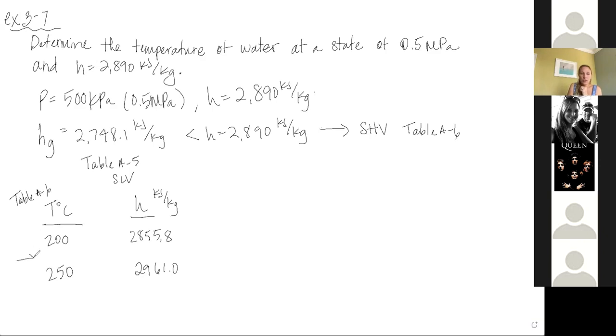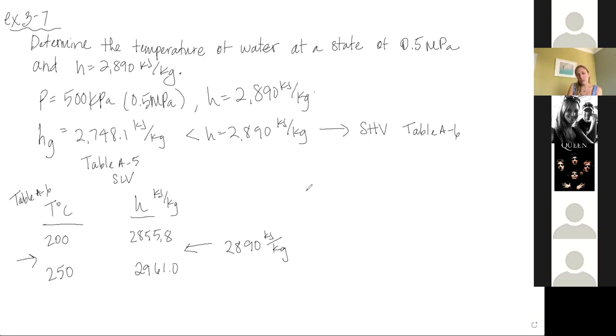So we know that our temperature is somewhere in between here because we have an enthalpy value of 2,890 kilojoules per kilogram. And we can see just by looking at this, we're probably going to be a little closer to 200 than 250, just because 2,890 is closer to 2,855 than 2,961. But it's not going to be so close that we can just say, oh, this is about 200. We're going to need to do interpolation. So here's where we have to do interpolation.